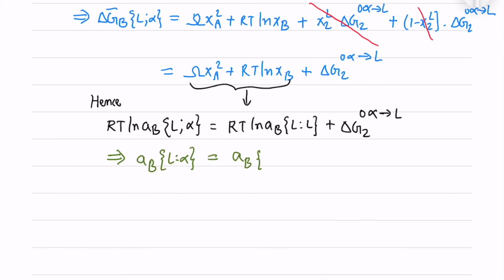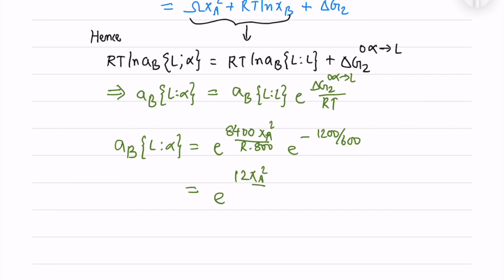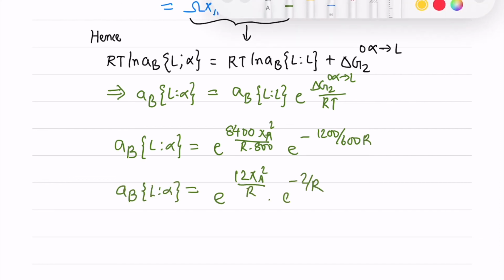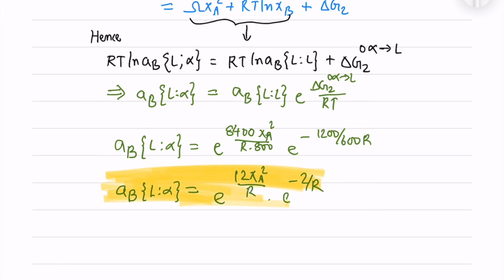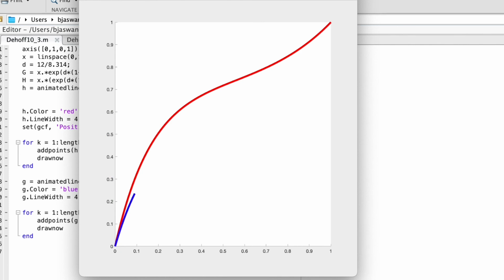So we will use this to find the equation for liquid alpha reference state. So I will input the omega and the temperature 600. So I'll have this equation. So we will use these two equations which I have marked first and before to plot in MATLAB. So this is the MATLAB code, and after plotting I'll get two curves.